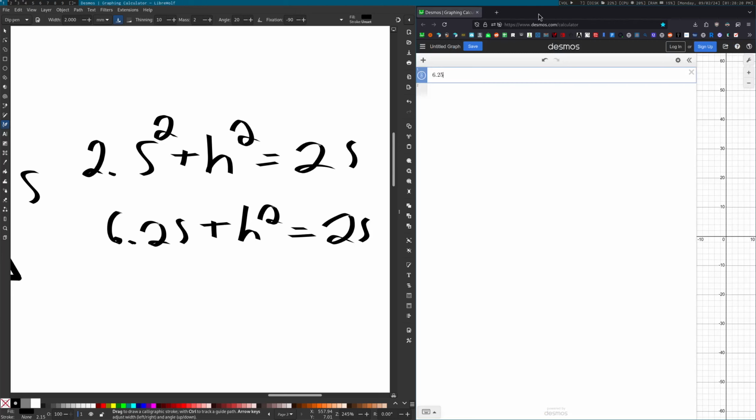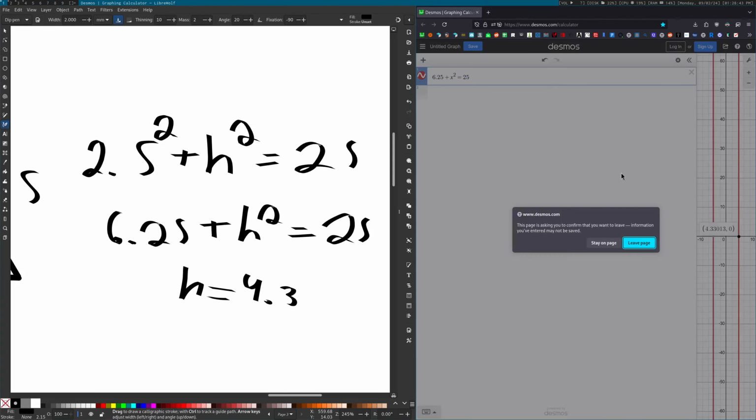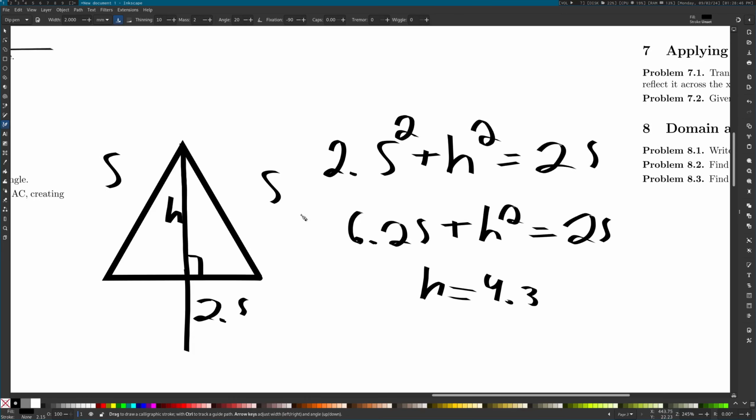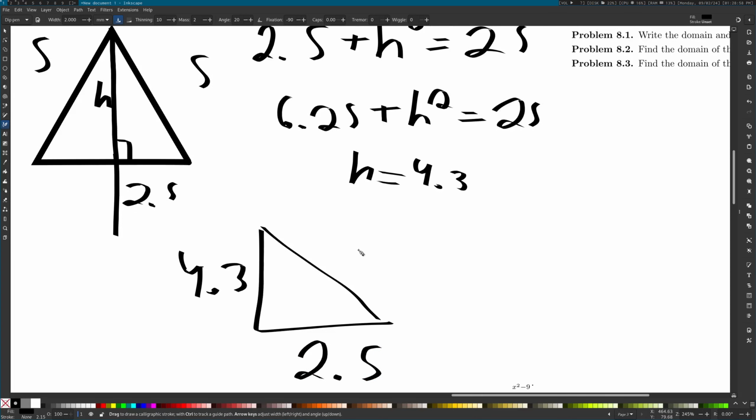But in that case, she would probably give a problem that would make this a nice answer. It wouldn't be a decimal. She'd give whole numbers. Okay, so 6.25 plus h squared is equal to 25, so h squared is equal to 18.75. That's about 4.3, so our height is 4.3. Now that we know our height is 4.3 and our base is 2.5, we just do base times height divided by 2.